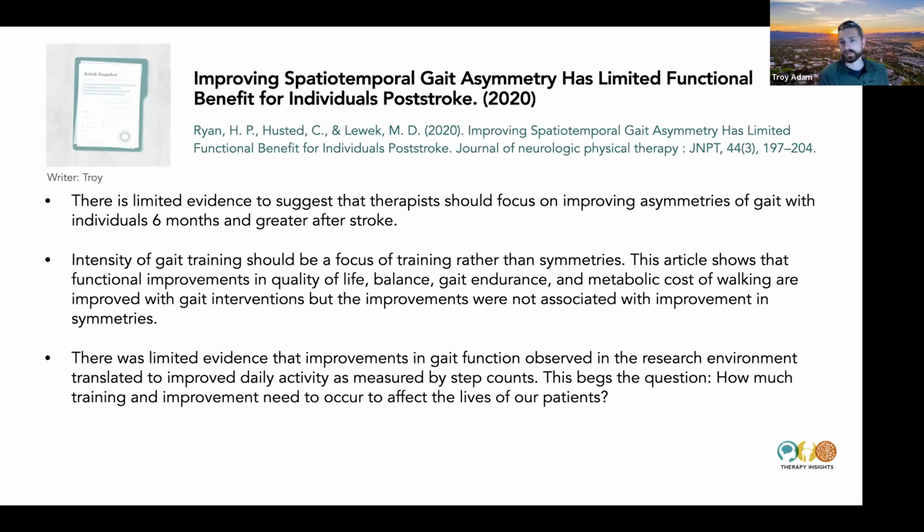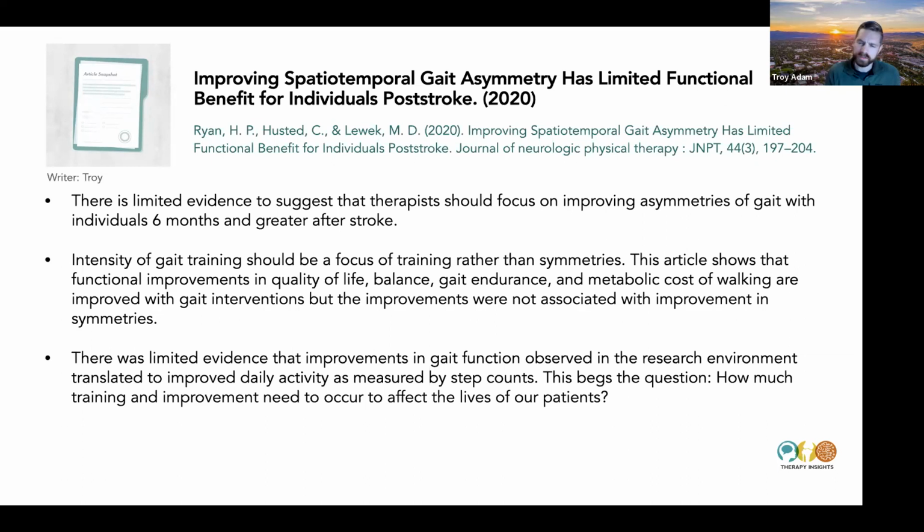And really what it talks about is pretty much what we were just mentioning, this previous concept, or maybe misunderstanding, of a lot of therapists, that we really look for symmetry and we really are trying to improve mechanics with gait, especially after stroke. With someone with a hemiparetic gait, it's easy to see, it's easy to recognize, and it's something that often we go after right away.